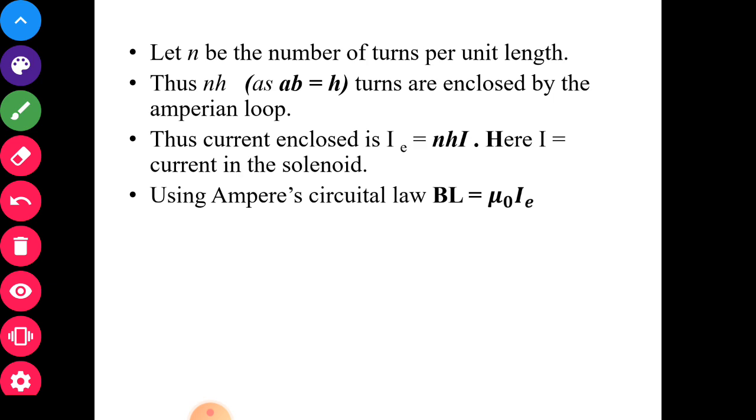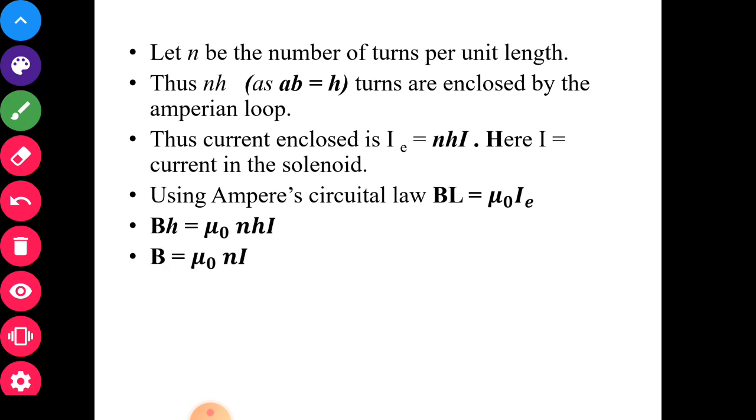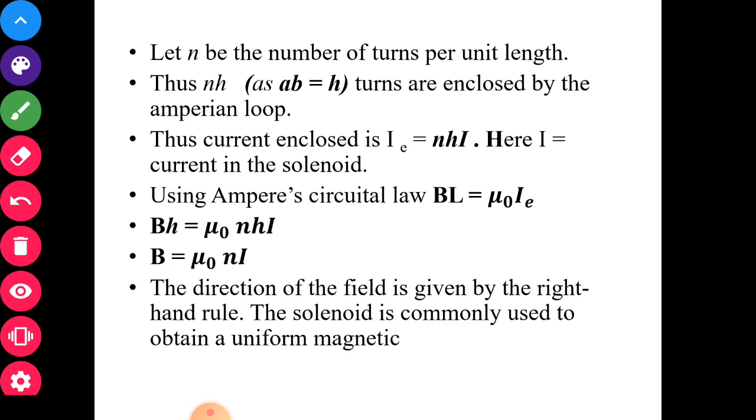Now if you use the Ampere circuital law, BL is equal to mu 0 I enclosed, where L is equal to h. We want to find B, and I enclosed is nothing but nhI. So h will be cancelled out, and you will have B equal to mu 0 nI. This is the magnetic field produced inside the solenoid.